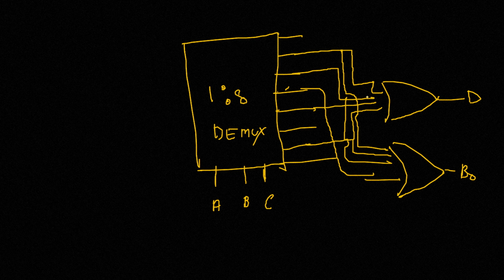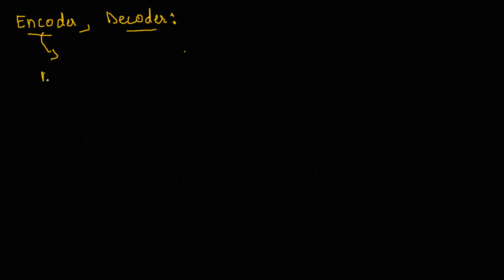So with that, we've come to an end of multiplexer and demultiplexer. Let's have a look at the next topic, which is encoder and decoder. These have similar applications to multiplexer and demultiplexer too. What an encoder does is it minimizes the number of data lines that are needed to transmit the same information that is being transmitted through a larger number of data lines.